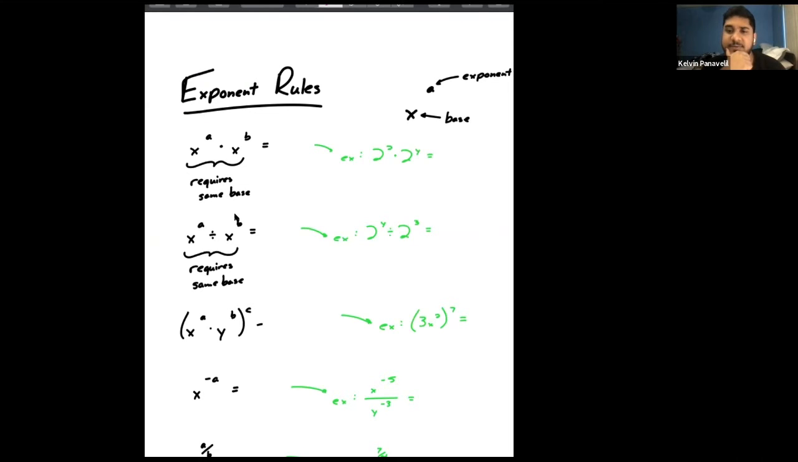Guys, Y for yes and N for no. Did we go over exponent rules? We did, right? Yeah, that's what I thought. Cool. Yeah, so just a quick refresher, right?